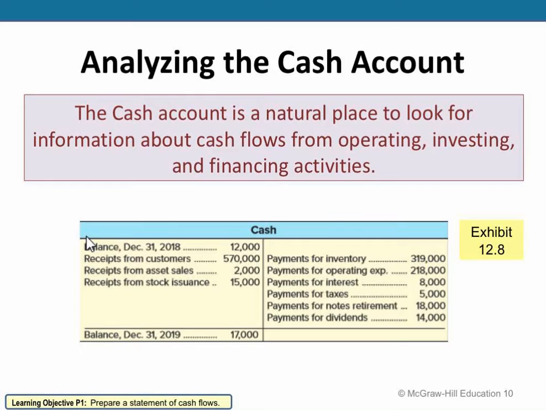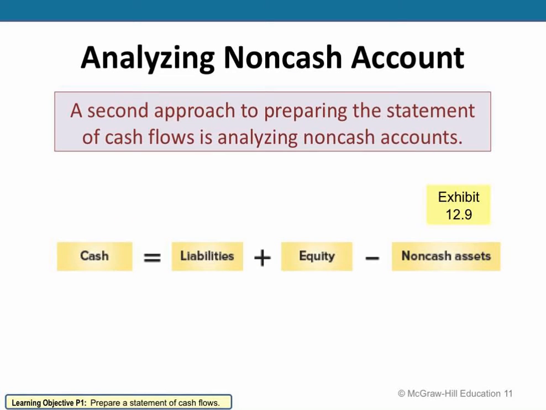Now, one way to do this is to analyze the cash account. So we have in this T account a beginning balance for cash and an ending balance for cash. We've got cash inflows on the left and cash outflows on the right. Another way to do this would be to analyze the non-cash accounts, so liabilities, equity, and non-cash assets, knowing that the net changes are going to be equal to the change in cash.